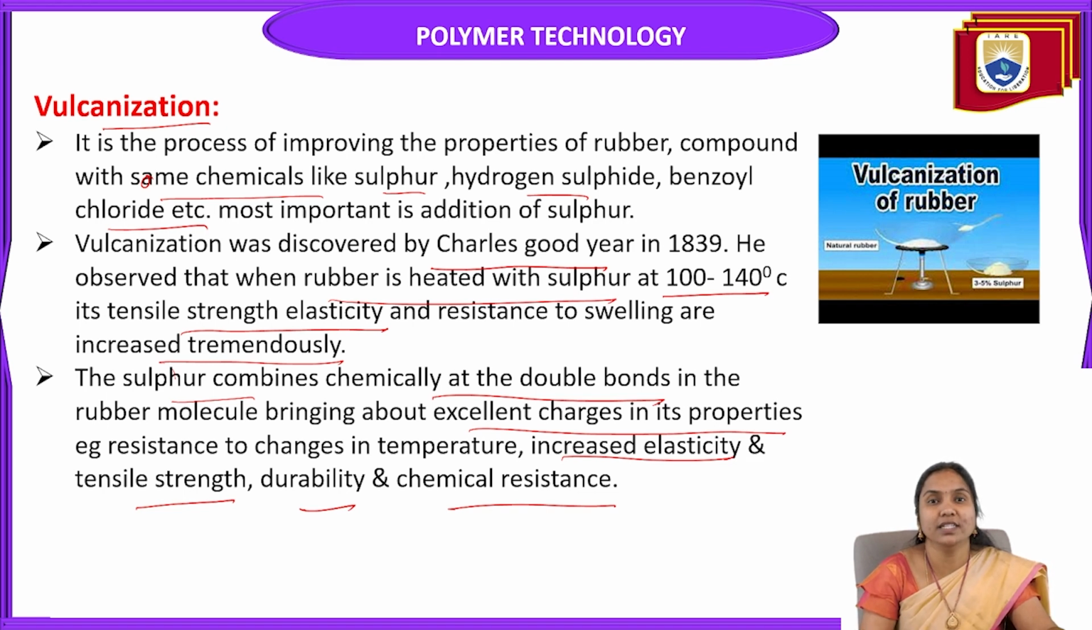It was introduced by Charles Goodyear in 1839. He observed that when natural rubber is treated with sulfur at 100 to 140 degrees centigrade temperature, the sulfur reacts with double bonds of the rubber spring. This process is called vulcanization. In this process, the properties of rubber are enhanced: increased elasticity, tensile strength, durability, and chemical resistance. These properties improve when we treat it with sulfur. This process is called vulcanization.